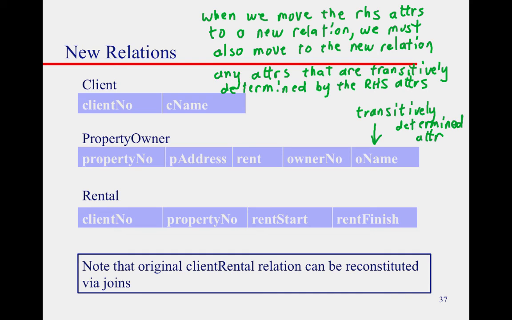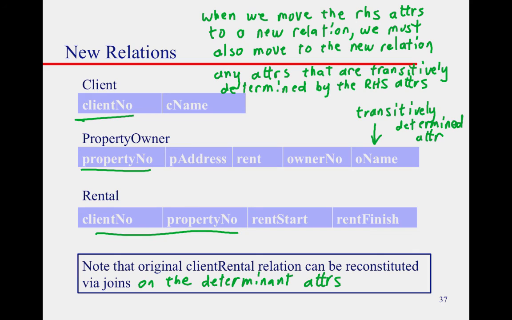Okay, and the important thing here is I can reconstitute the original relation via joins on the determinant attributes. So the determinant attributes were property number and client number. If I do a join of those two with the rental relation, then I reconstitute the original lease relation. Questions about that?